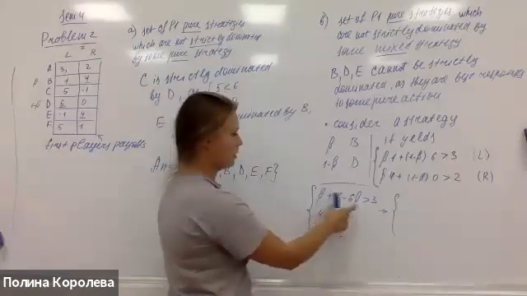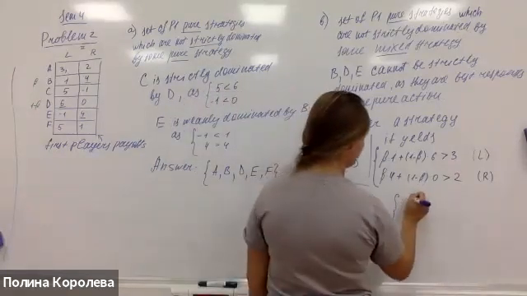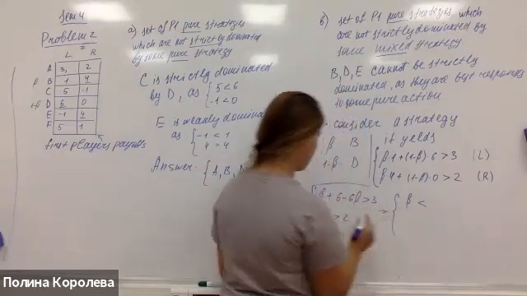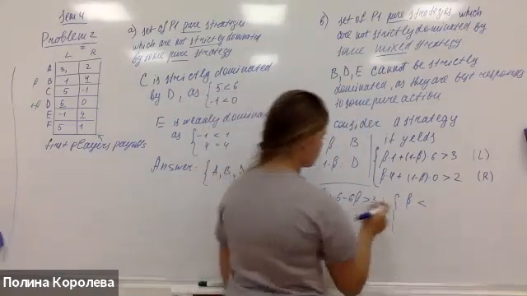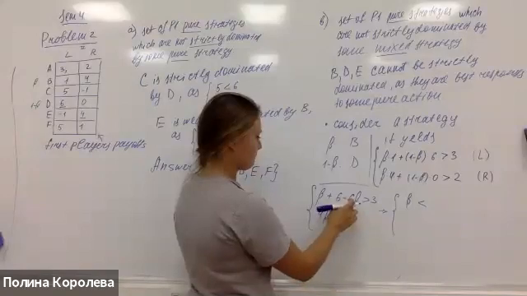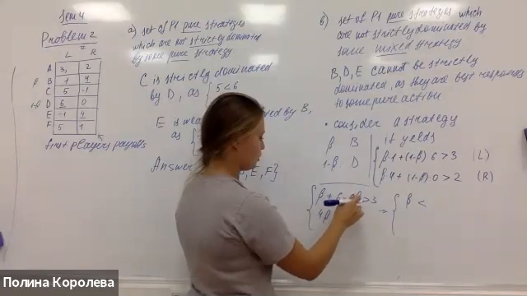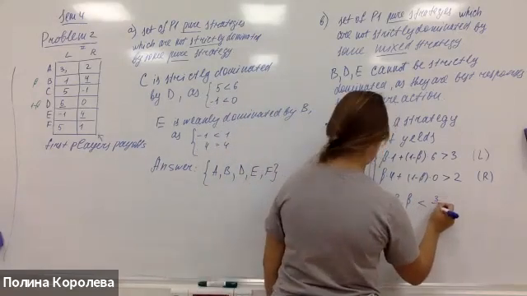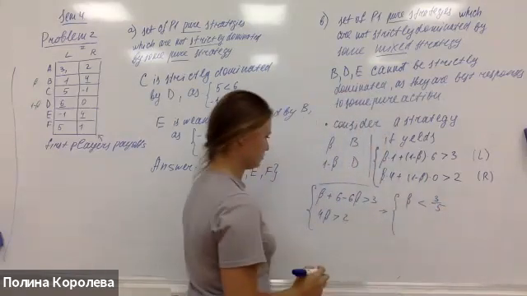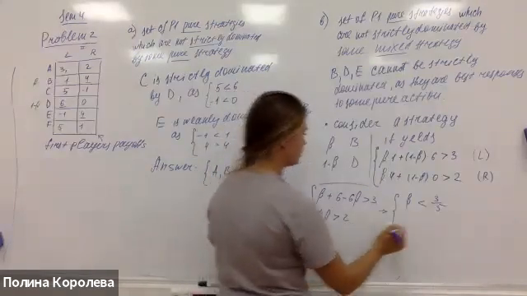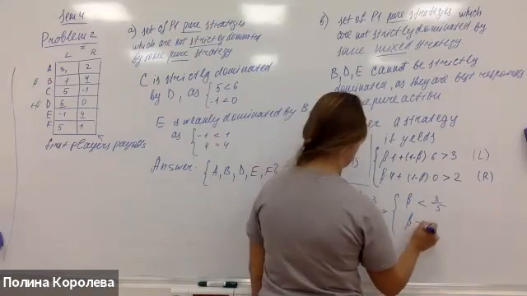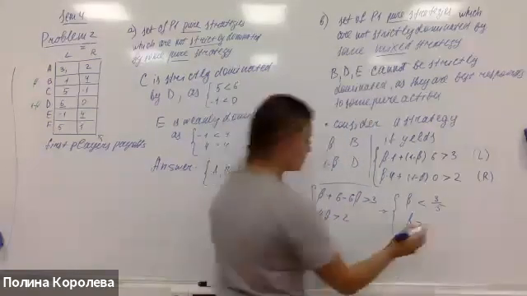So here beta should be less than 3 divided by, how much? By 5. And here beta should be bigger than 2 divided by 4. This is 1/2.